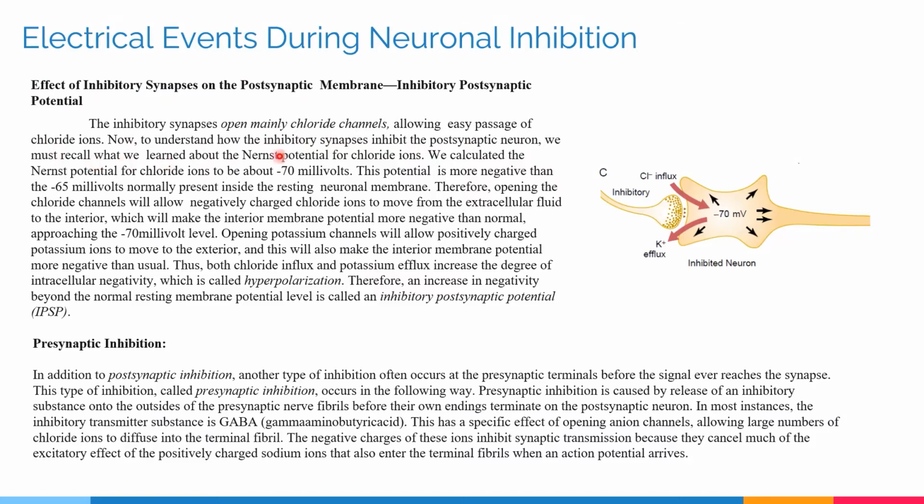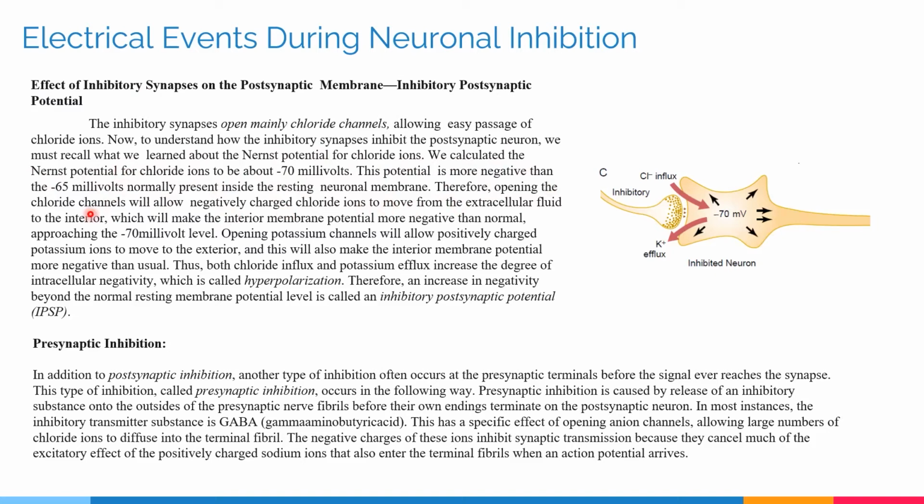Now, to understand how exactly the inhibitory synapses inhibit the postsynaptic neuron, we must recall what we learned about Nernst potential of chloride ions, which is something we have gone through in the third or fourth lecture in our video lecture series. We have already calculated Nernst potential for chloride ions to be about minus 70 millivolts. This potential is more negative than the minus 65 millivolts normally present inside the resting neuronal membrane.